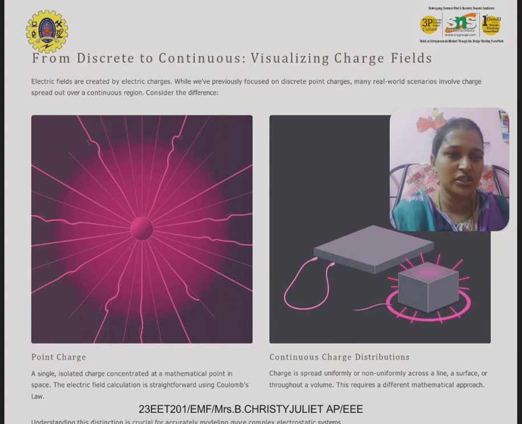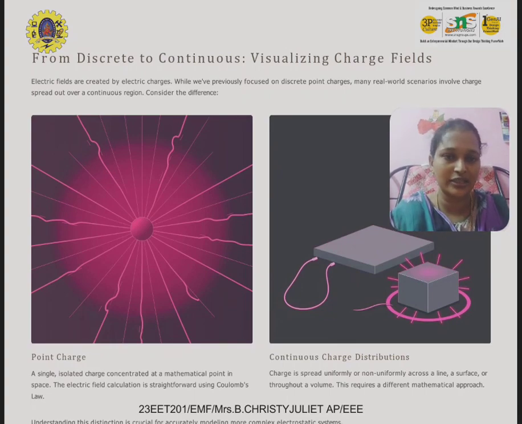Whereas continuous charge is charges that are spread out uniformly or non-uniformly across a line or a surface or throughout a volume. So continuous charge distribution is any form other than point charges, like line charge, surface, volume, or any area. If the charges are spread out evenly or unevenly, that is called continuous charge distribution. So this requires a different mathematical approach. If there are n number of point charges, the electric field of these n point charges can be calculated by the principle of superposition.